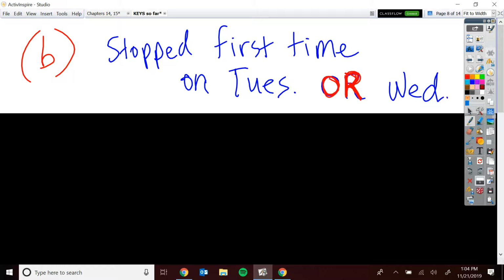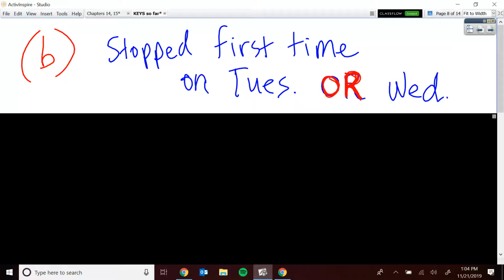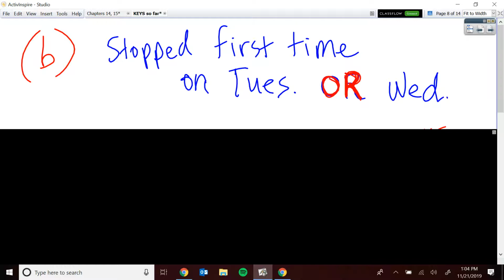The real way I would like to ask this question is this. You get stopped for the first time on Tuesday or Wednesday. What's the probability you get stopped for the first time on Tuesday or Wednesday? So I want you to take just a moment and think about how that would look. Talk amongst yourselves.